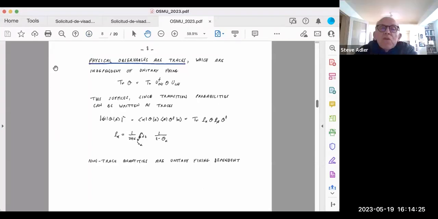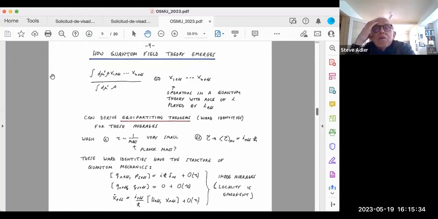Now, physical observables are traces, which are independent of the unitary fixing. So trace O is the same as trace U effective adjoint O U effective. And this suffices since transition probabilities can be written as traces. For example, the magnitude squared of <alpha|O|beta>, which is <alpha|O|beta> times <beta|O dagger|alpha>, is the same as trace of P alpha O P beta O dagger, where P alpha is a projection operator that can be written as a Cauchy integral, 1 over 2 pi i, the integral dz, 1 over z minus O, restricted to alpha. So therefore, you can get any transition probability from a unitary fixed operator. Okay, therefore non-trace quantities are unitary fixing dependent. So we will only focus on trace quantities which are unitary fixing independent. All right, next slide, please.